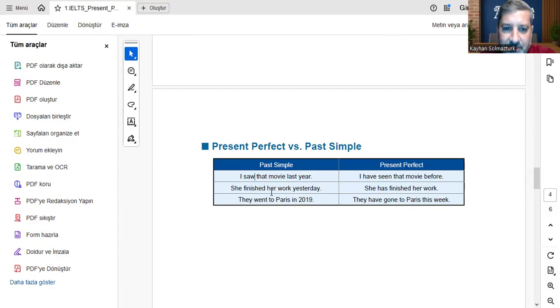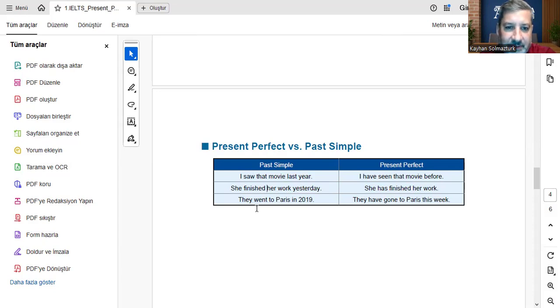Past simple: she finished her work yesterday. Look, yesterday, finished. It's verb two with an -ed suffix, the past form of the verb. And: she has finished her work. The effect still continues, which means she doesn't have any more work left to do. So she has finished her work.